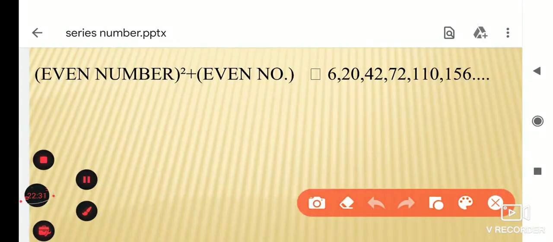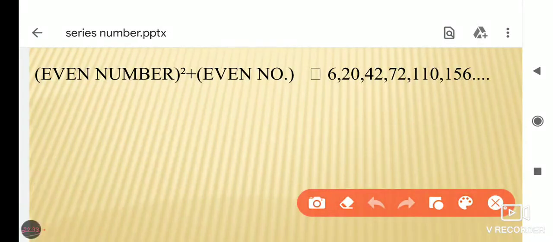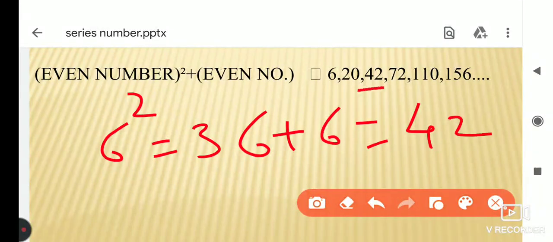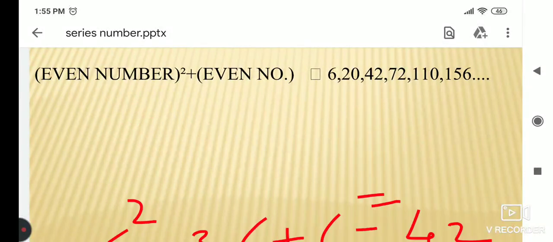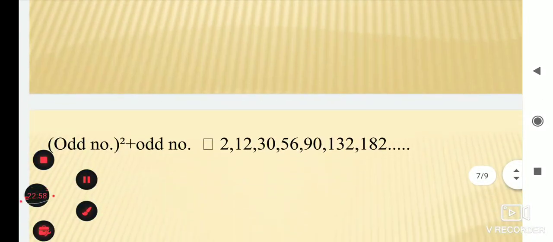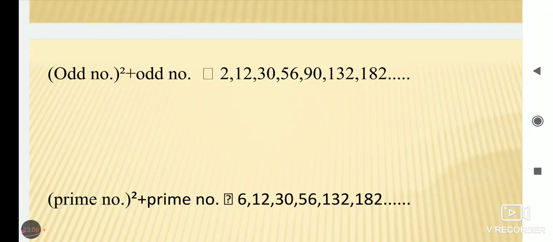After 4, the next even number is 6, so the square of 6 is 36, and if we add 6 to this 36, we get the answer, that is 42. So here we get the pattern that follows, that is even number square plus even number. We can easily understand the pattern that follows in these numbers.